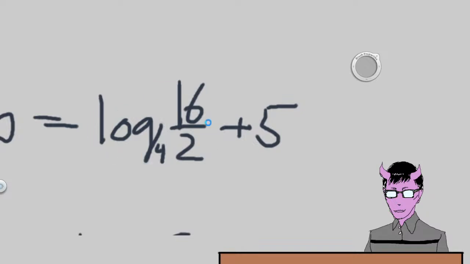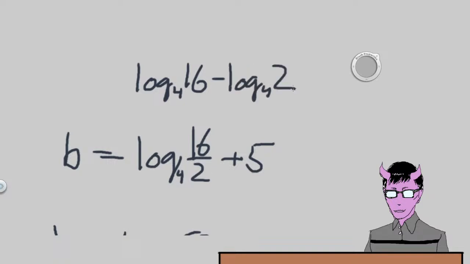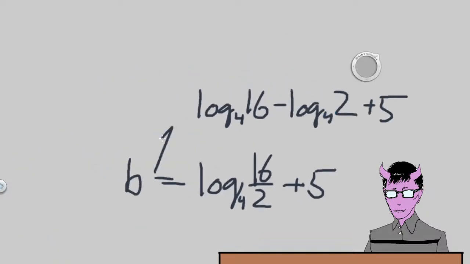We can actually expand this using our exponential rule, right? So we can expand it into log base 4 of 16, and then there's the quotient, minus the denominator, so log base 4 of 2, and copy paste the plus 5 equals b.